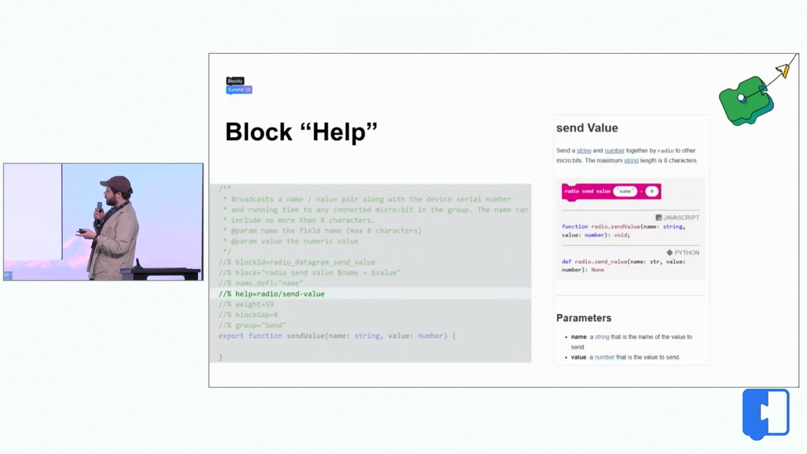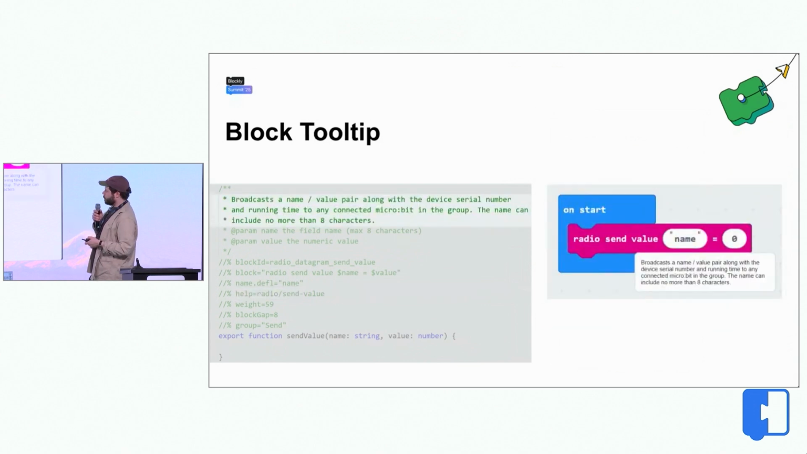Every block also has a help file, so if you right-click in the context menu, we have a help option that loads a markdown file, which gives more detailed information. It gives usage examples and things like that. So we also link that in that annotation right there. And then finally, as I mentioned before, we have that JS doc up at the top, which generates the tooltip that shows up when you hover over the block.